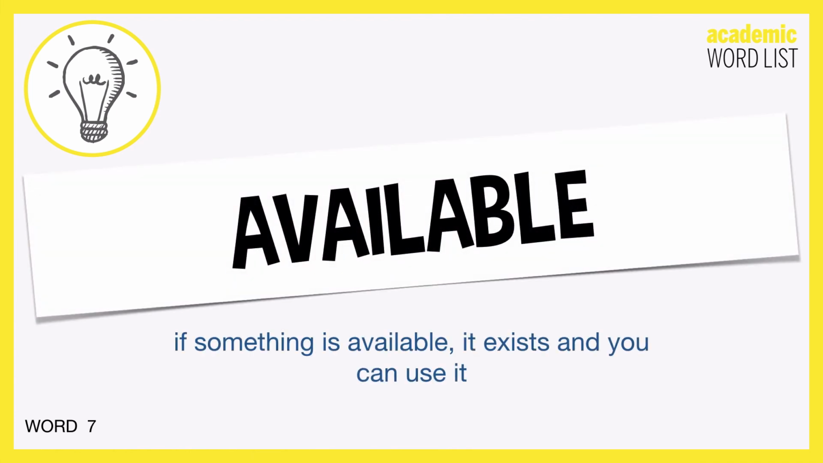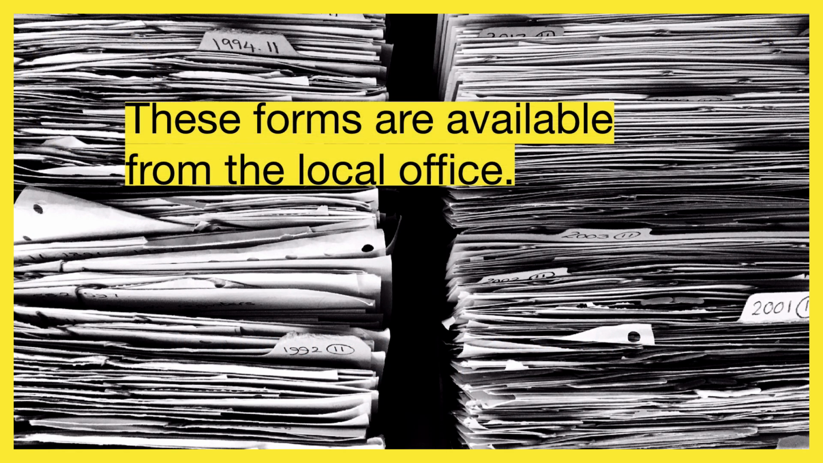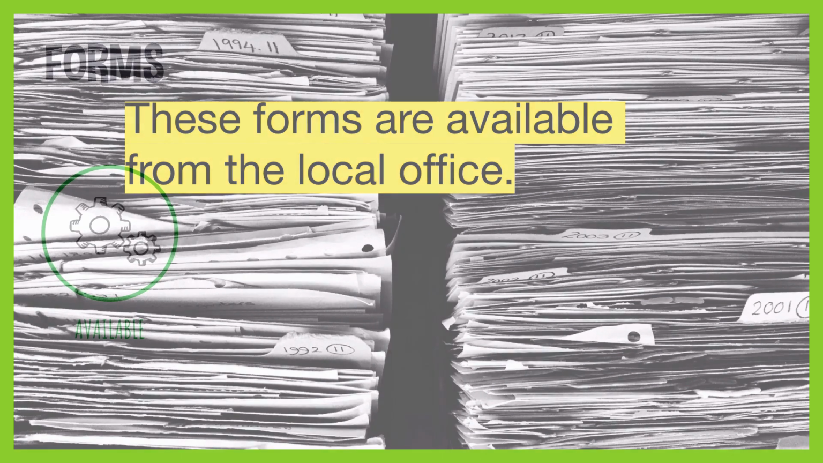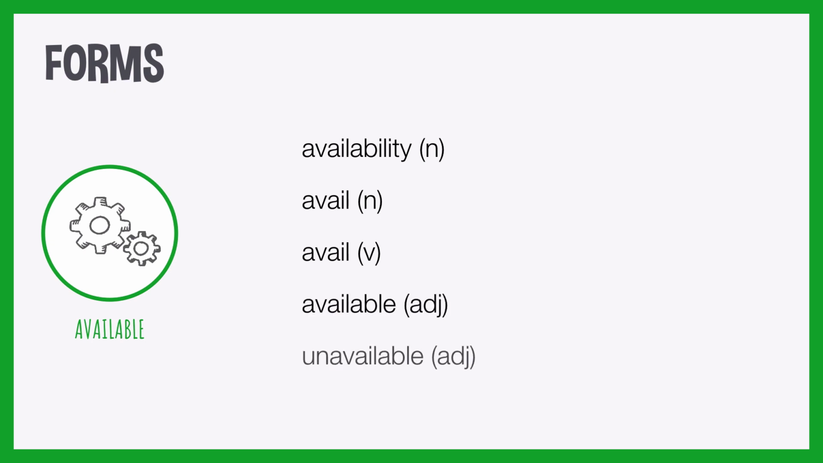Available. If something is available, it exists and you can use it. So, for example, these forms are available from the local office. So you can get them in the local office. Some forms for available: availability. Avail is a noun. It's also a verb, avail, but avail is not all that commonly used. Available works as an adjective, and you can also have unavailable.